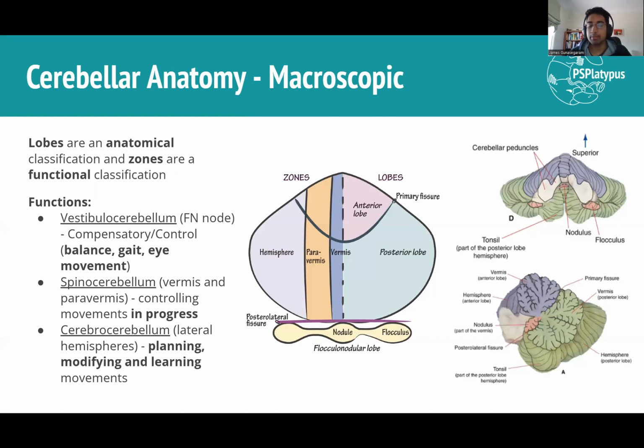But for the main body of the cerebellum, we have two areas. So the spinocerebellum, which is basically the bit in the middle, and then the cerebrocerebellum. And so the names of each of them sort of actually corresponds to its function, and so you can hopefully start to remember and understand how they correlate. So the vestibular cerebellum, the vestibule part refers to basically the balance mechanism in your ears, which you might learn about sometime soon. And so this is basically to do with control.